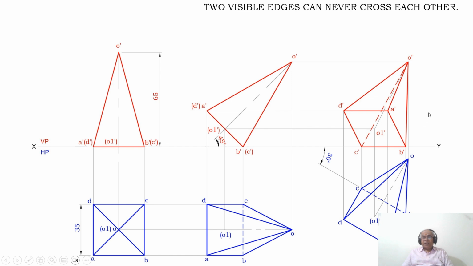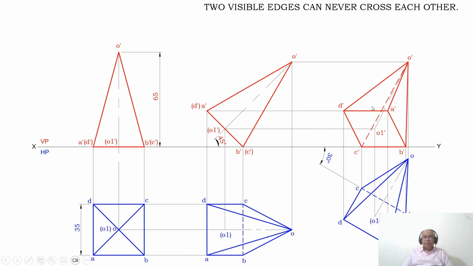So apply that boundary condition. As we see, A dash, D dash is visible, therefore since O dash, C dash is crossing that edge A dash, D dash, it will automatically become invisible. Applying this rule, two visible edges can never cross each other. Since A dash, B dash, B dash, C dash, C dash, D dash and D dash, A dash is the entire surface which is visible, therefore O1 dash is on that surface, and O1 dash will also become visible in the final position.